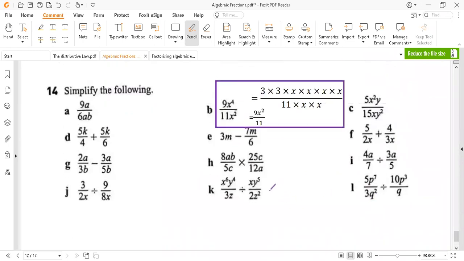So these are the important information about reducing equivalent fractions, adding, subtracting, dividing, and multiplying algebraic fractions.